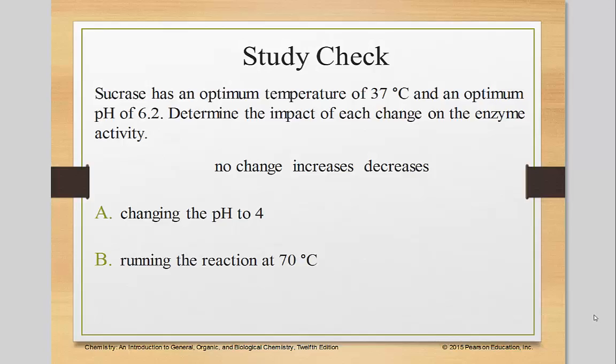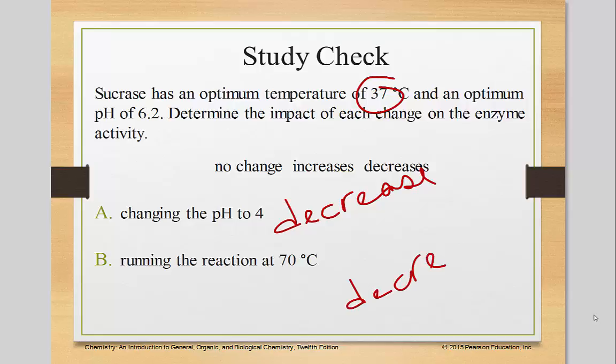Alright, so sucrase has an optimum temperature of 37 degrees and an optimum pH of 6.2. What's the impact if we change either one of those variables? If we change the pH from 6.2 to 4, activity is going to decrease. If the reaction is actually running at 70 degrees instead of 37 degrees, once again, it's going to decrease. In fact, it could probably denature at that point and just completely break down.